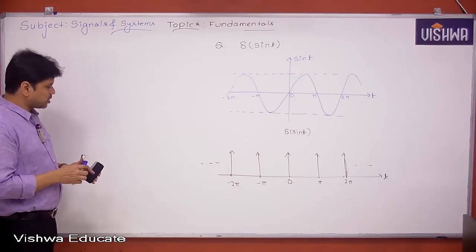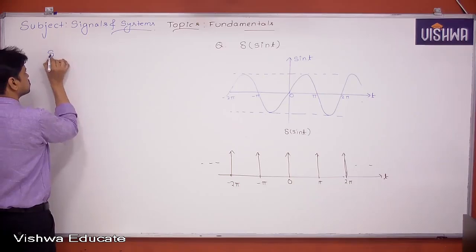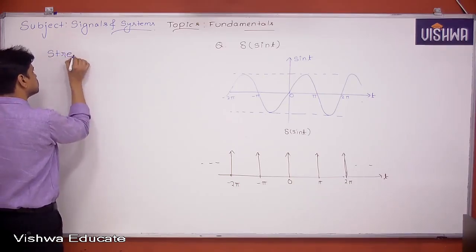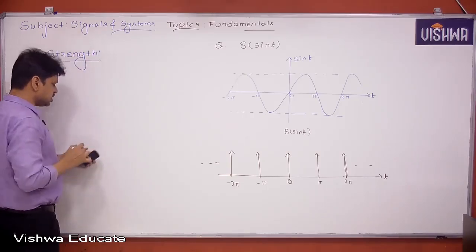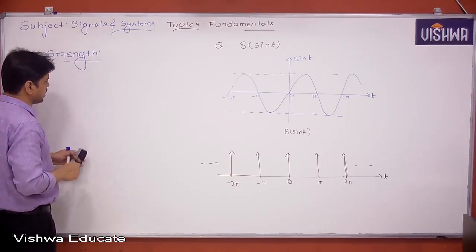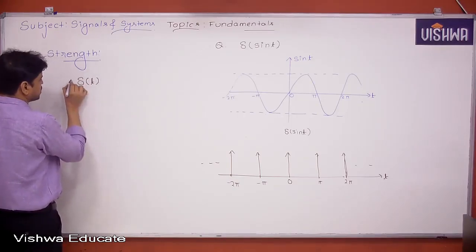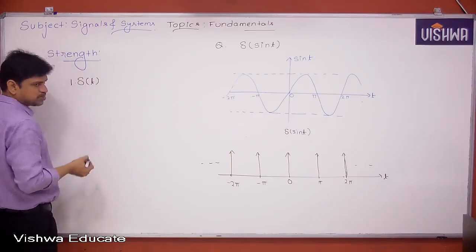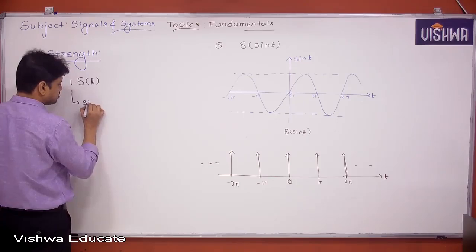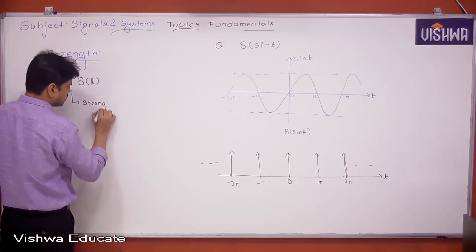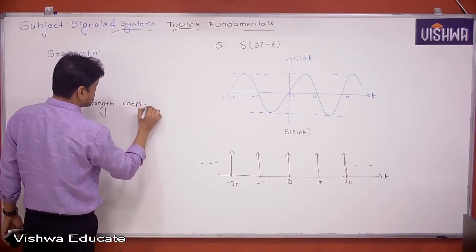Next, a very important thing to understand about the impulse function is the strength of the impulse function. Strength is nothing but the coefficient of the impulse function. Suppose I say delta t, what is the coefficient here? 1 multiplied with delta t. What does this 1 indicate? That is nothing but the strength, or sometimes we can call it the coefficient, which is equal to 1.